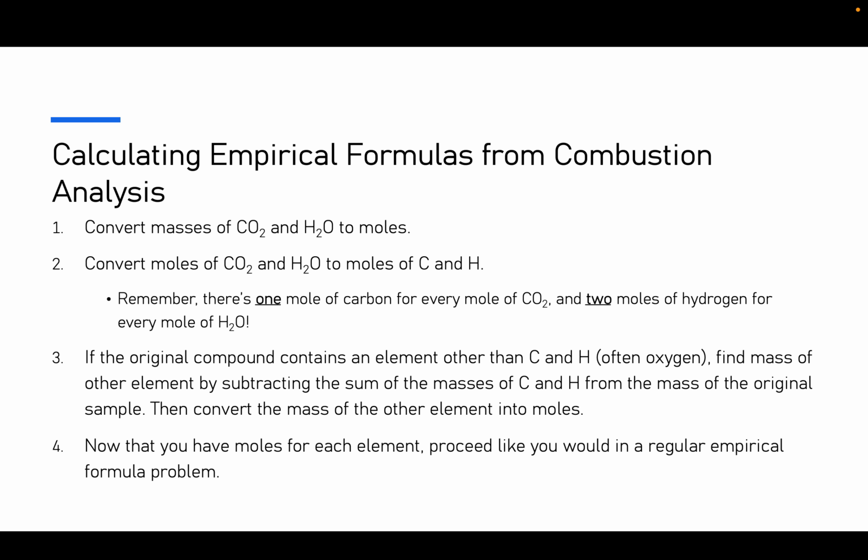So how do we do this? First, you're going to convert the given masses of carbon dioxide and water into moles. They will give you those masses, or sometimes they'll give you the moles even. Then you're going to convert the moles into moles of carbon and hydrogen. How do you do this? Well, look at the formulas, look at the subscripts. For every mole of carbon dioxide, there is 1 mole of carbon, right? The subscript next to carbon is 1. There's nothing there. That means it's 1.